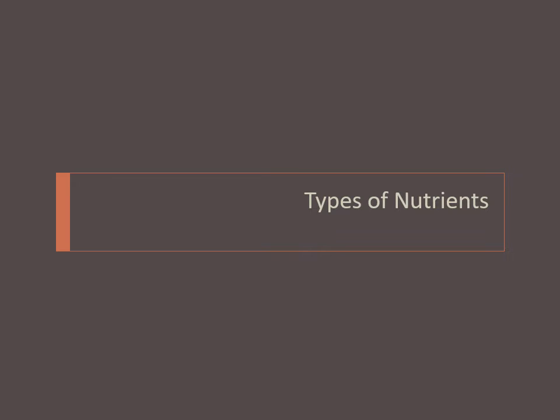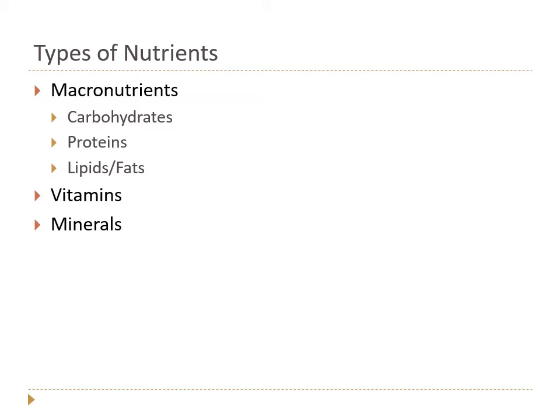So as we talk about types of nutrients, we have three main categories. We have the macronutrients, which are the things that you might be thinking about when you think about a diet or what you eat and the things you want to be sure to get enough of. So we've got our three large organic molecules: carbohydrates, proteins, and lipids and fats.